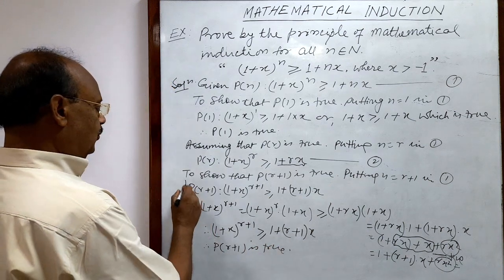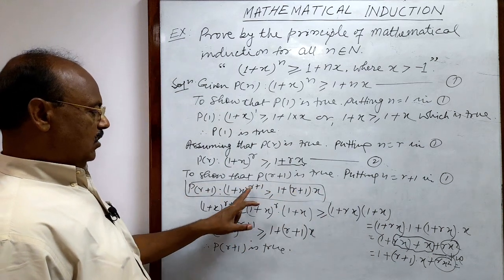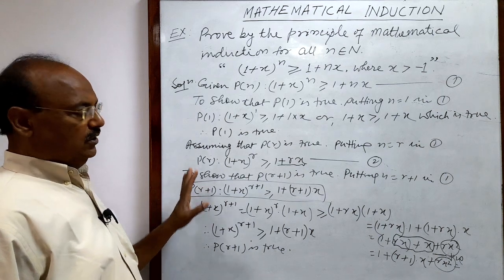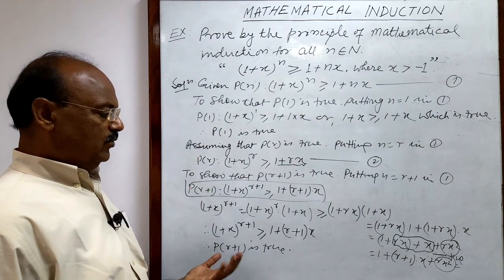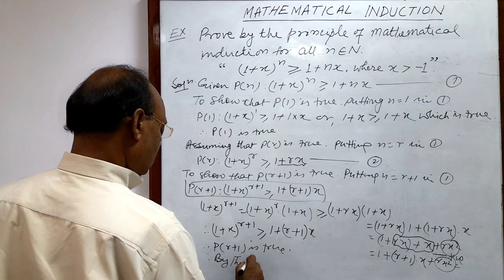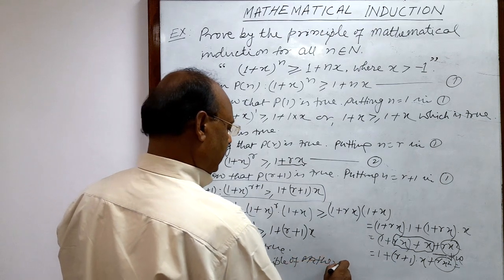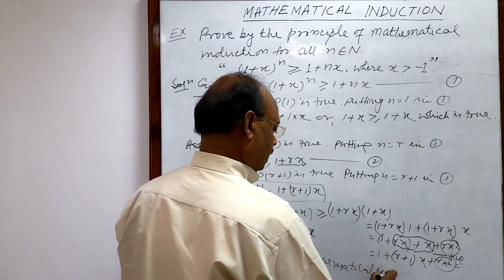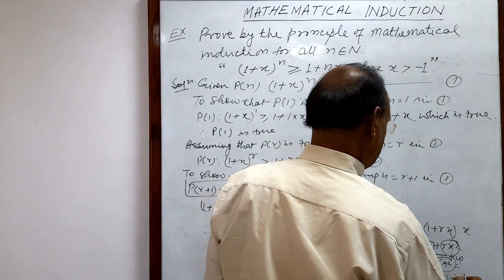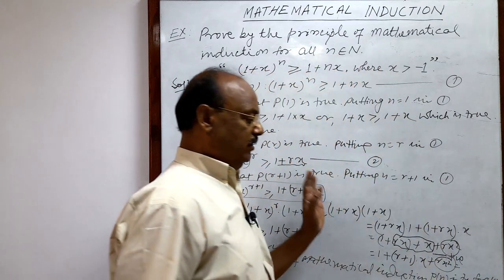You see, we had to prove it here. This is P(r + 1), which we are solving here: (1 + x)^(r+1) is greater than or equal to 1 + (r + 1) into x. Therefore P(r + 1) is true. So all steps are complete here. We just have to write one line statement here, that therefore by the principle of mathematical induction, P(n) is true for all n. So we got the result. It has been proved here.